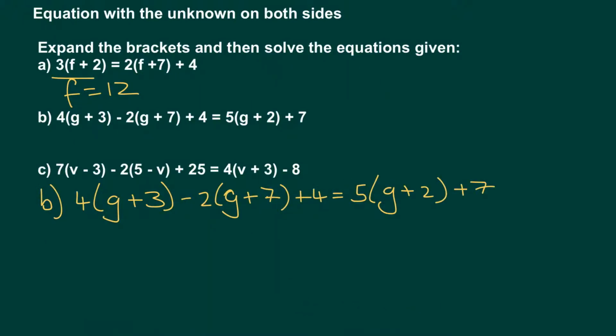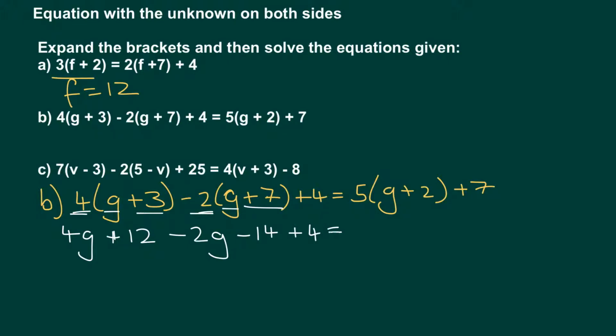Alrighty, so we have the second question now. Same deal. We have to expand these brackets by getting rid of them. So we have 4 times g, which gives us 4g, plus 4 times 3, which gives us 12, minus 2 times g, which gives us 2g. Then we have minus 2 times positive 7, which is minus 14, plus 4. So that takes care of our left-hand side. All the brackets are gone.